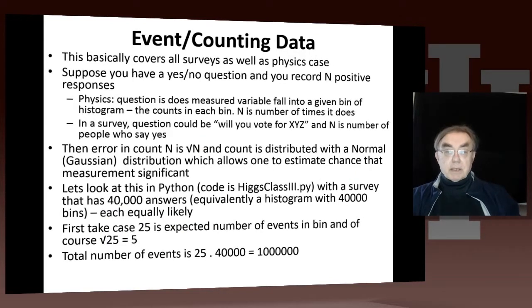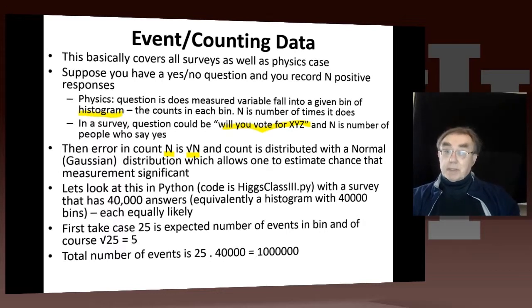So as we pointed out, I call this counting experiments or event-based experiments. Say, cover surveys, and we already gave this example of the yes/no question. Yes/no, does it fall into a particular bin of a histogram? In the survey, people will be asked yes/no, will you vote for some person for a particular office. So then the error, if you measure n events, is the square root of n. And what you observe is distributed with a normal distribution, Gaussian.